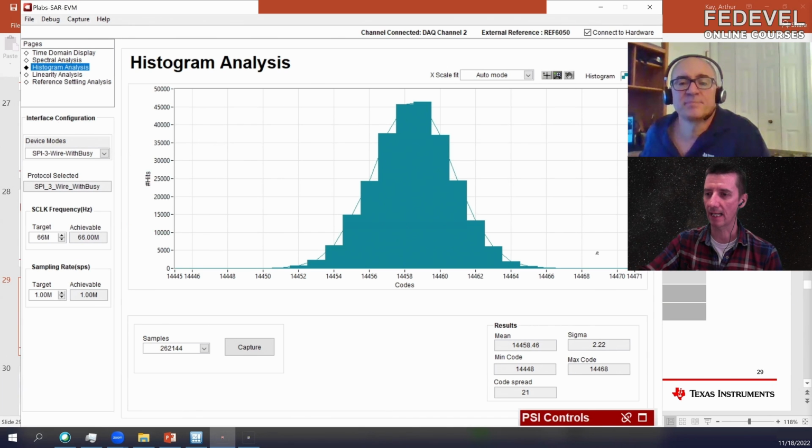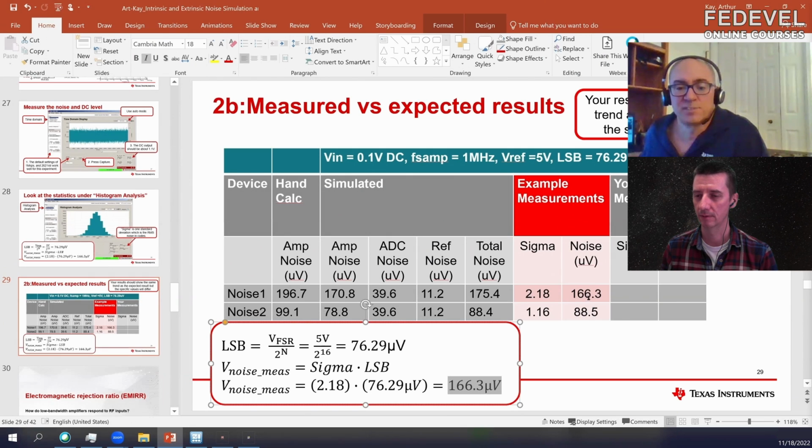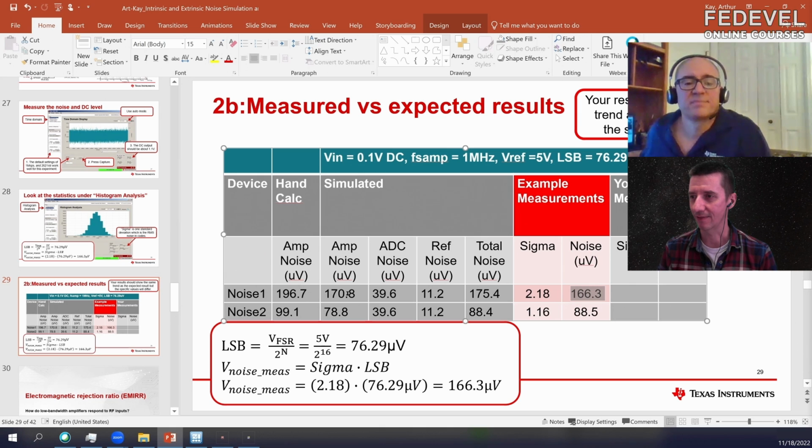So this number, 166, is the number which you have in the table, correct? Yes. And in this table, we will see all the results from the different ways of getting the noise, all the different components. The amplifier noise is shown here. That's 170 microvolts. The A to D converter noise is shown here. We talked about how you would calculate that earlier. And then the reference noise is from the data sheet or from a simulation of the reference. These 3 noise sources add together as the square root sum of the squares, and I came up with 175.